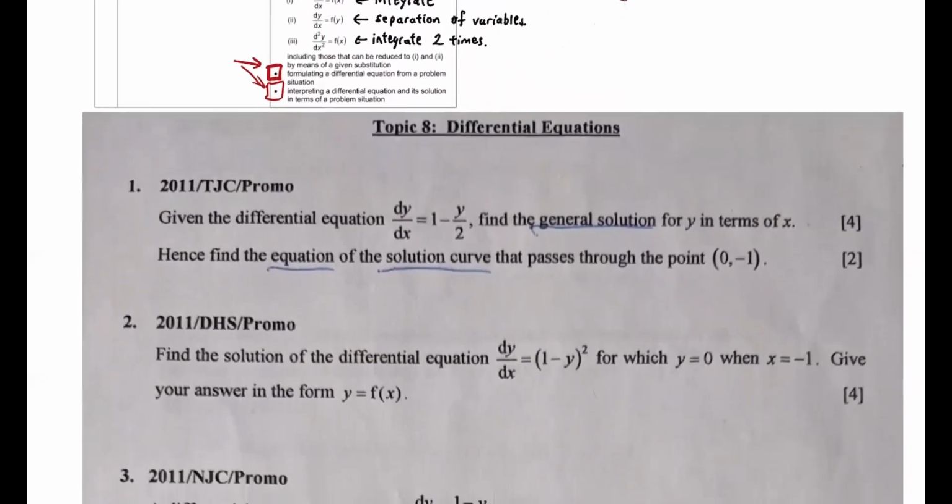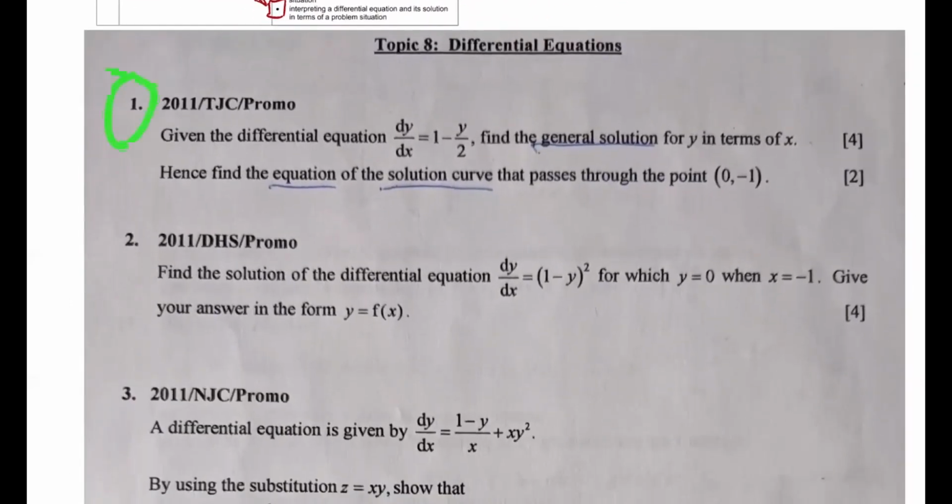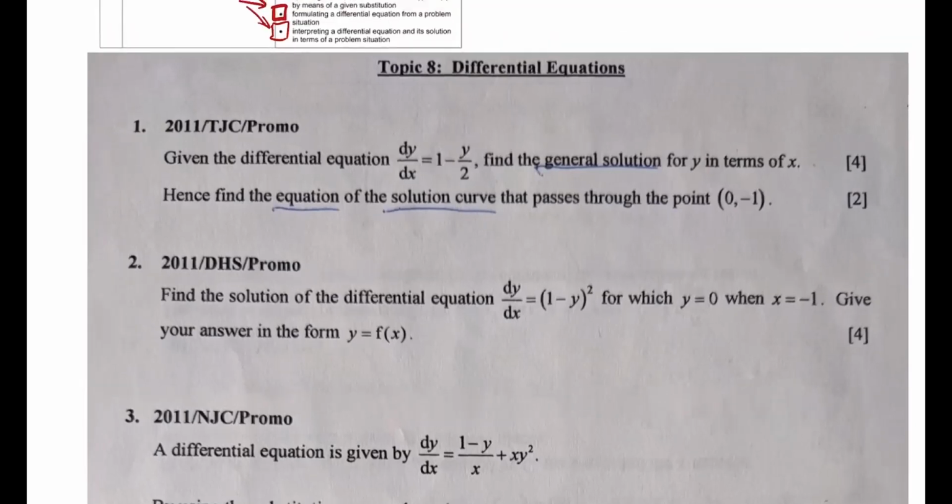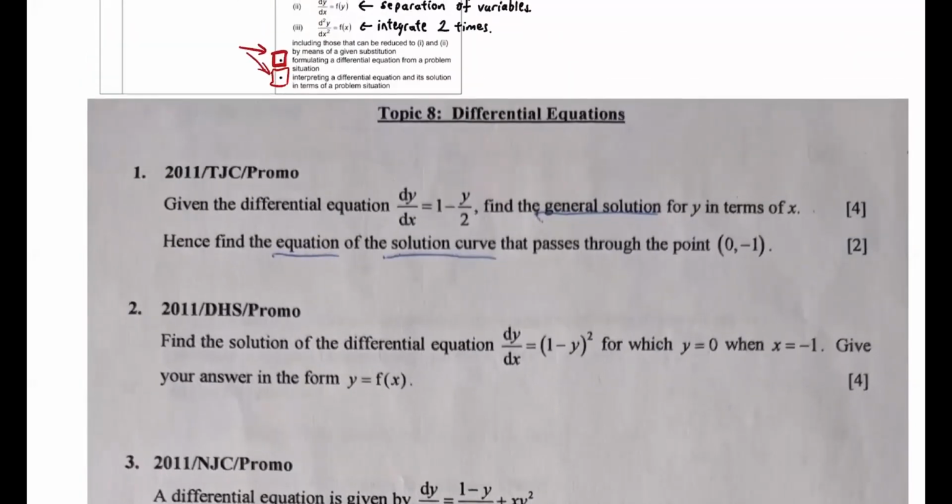Okay, let's take a look. Topic 8, question 1. Given a differential equation, our first few questions I'll be going through will just be a recap on how to solve differential equations without setting up the equation. Only the last few, I'll go through some applications, like setting up the differential equation from the story.